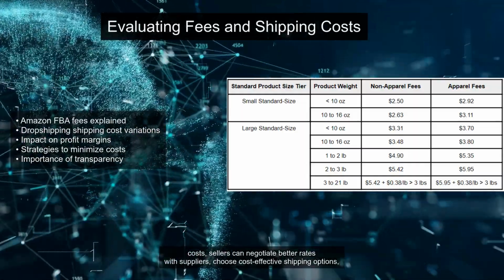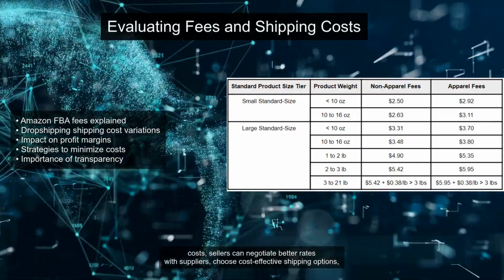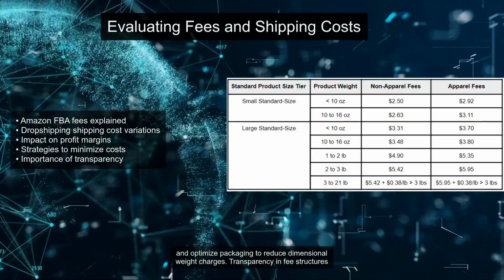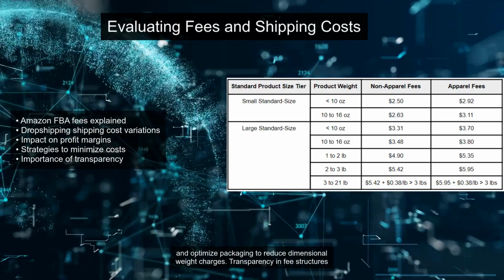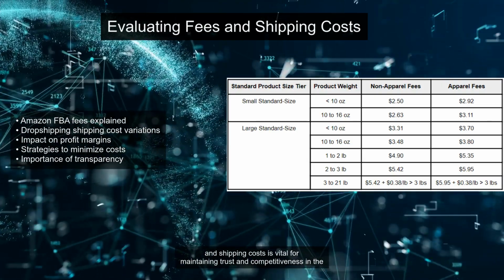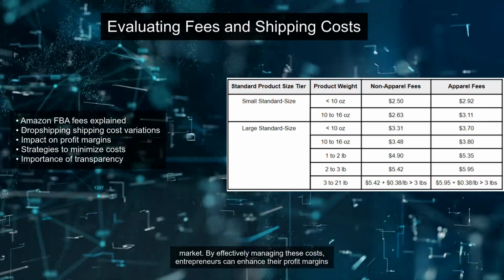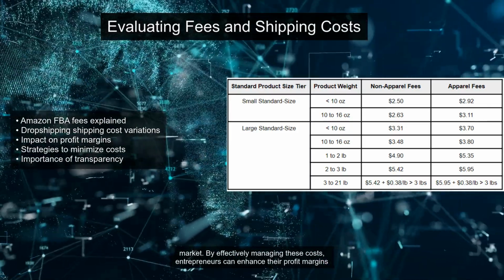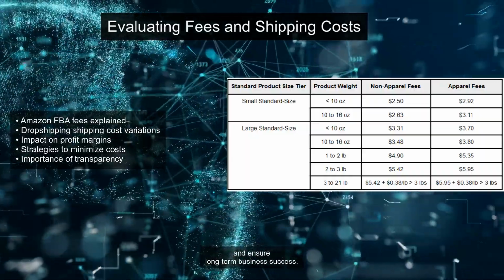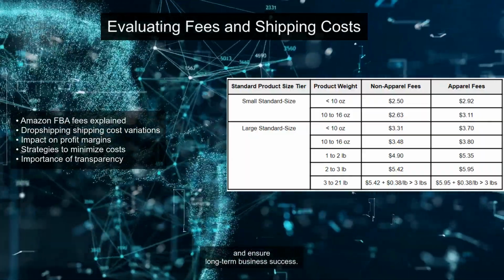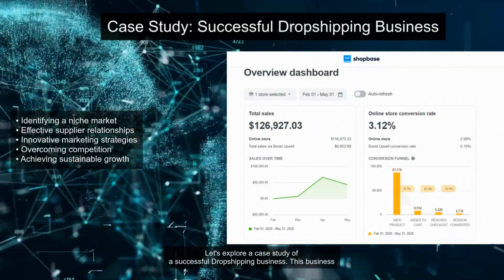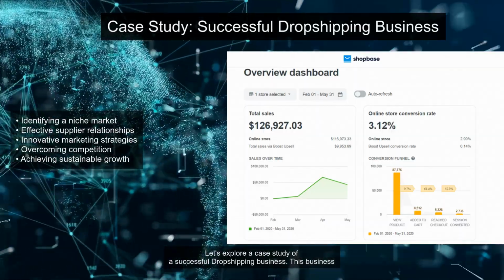To minimize costs, sellers can negotiate better rates with suppliers, choose cost-effective shipping options, and optimize packaging to reduce dimensional weight charges. Transparency in fee structures and shipping costs is vital for maintaining trust and competitiveness in the market. By effectively managing these costs, entrepreneurs can enhance their profit margins and ensure long-term business success. Let's explore a case study of a successful dropshipping business.